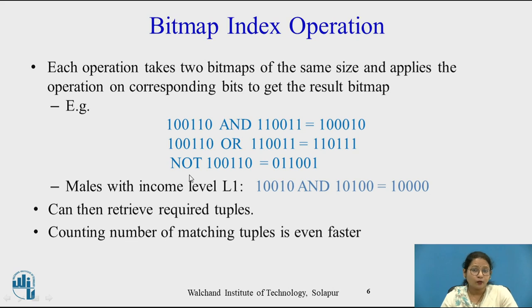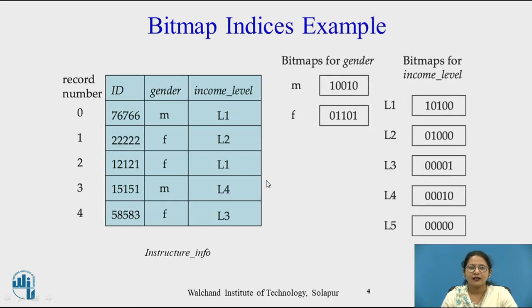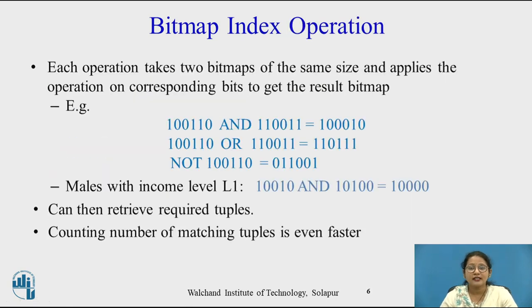Now consider the query: gender male with income level L1. So, the bitmap for gender male is 10010, and for income level L1 it is 10100.